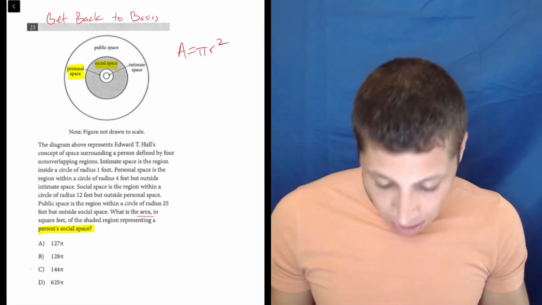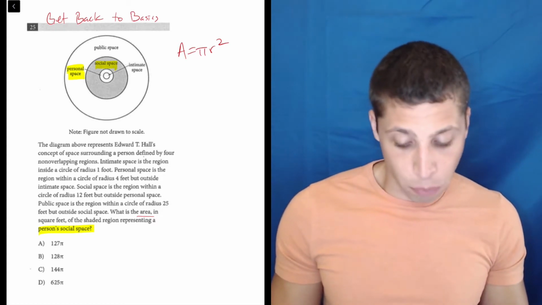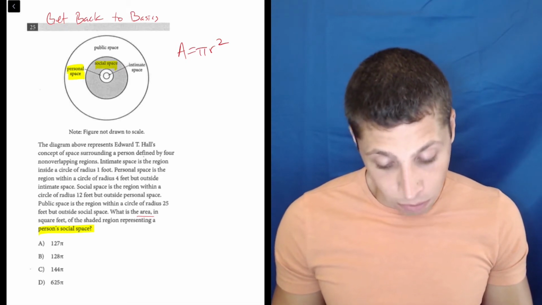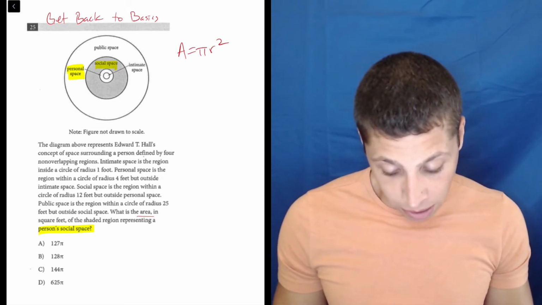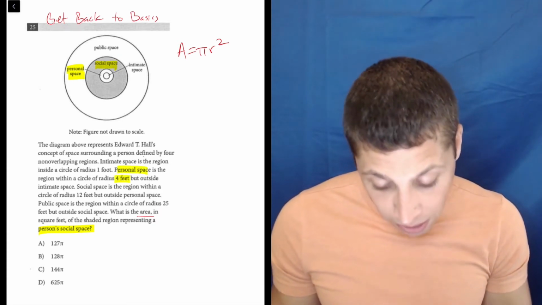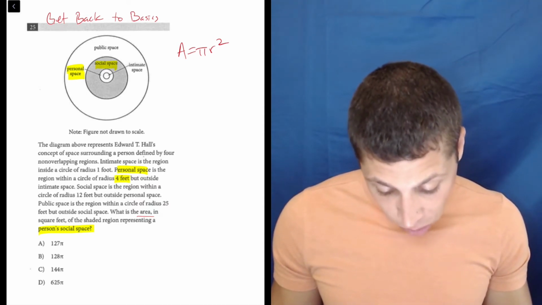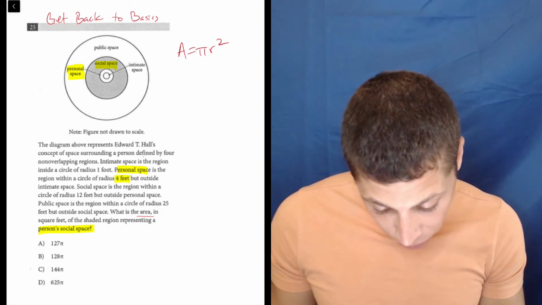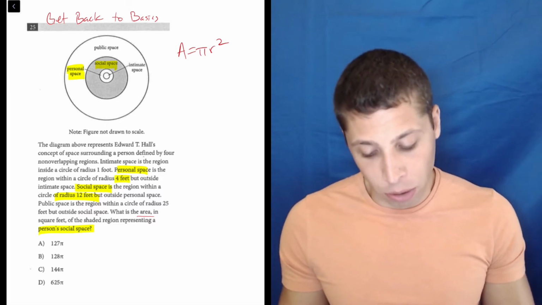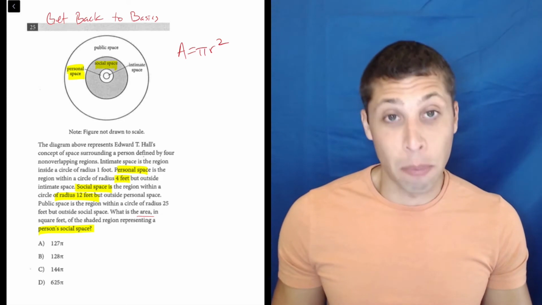So let's see. The diagram above represents Edward T. Hall's concept of space surrounding a person defined by 4 non-overlapping regions. Intimate space is the region inside a circle of radius 1 foot. Personal space is the region within a circle radius of 4 feet, but outside intimate space. Okay, personal space, 4 feet. Now, we need that because that's the inner circle there. But social space, that's the one we care about, is the region within a circle radius of 12 feet, but outside personal space. Public space is the region within a circle of radius 25 feet, but outside social space. What is the area in square feet of the shaded region representing a person's social space?